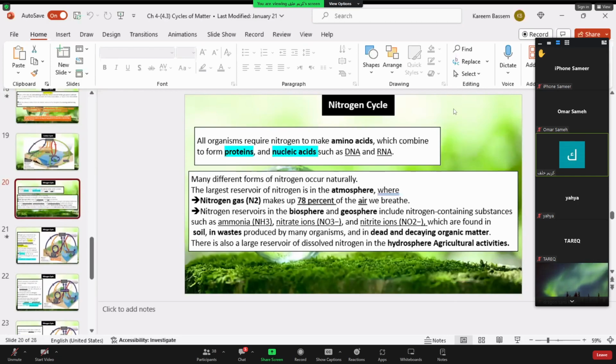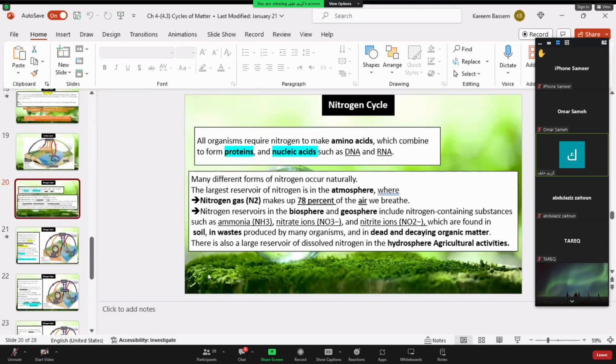For nitrogen, we said most of the nitrogen is found in form of, can you remember, in form of gas, N2, in the air. So all organisms require nitrogen to make amino acids to form proteins, or they are found in nucleic acids like DNA and RNA.